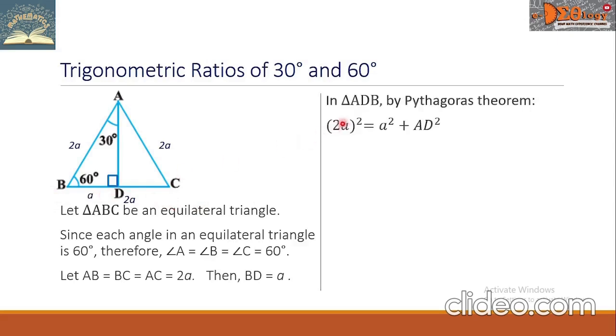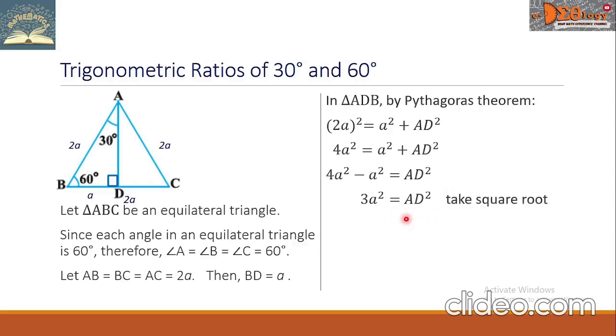Now look at the triangle ADB. By Pythagoras' theorem, we can write the square of 2A, that is the hypotenuse, equals A square plus the side AD, that is squared. The left side is 4A square equals A square plus the square of AD. This A square we transpose to the left. And the difference of the left side is 3A square equals the square of AD.